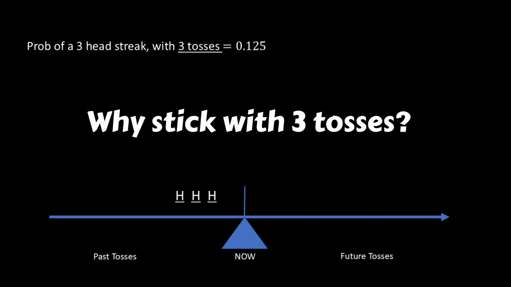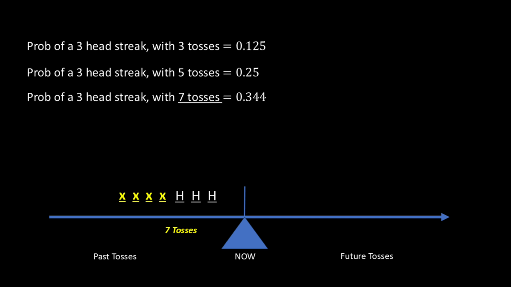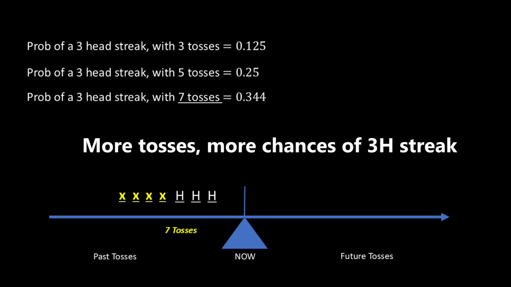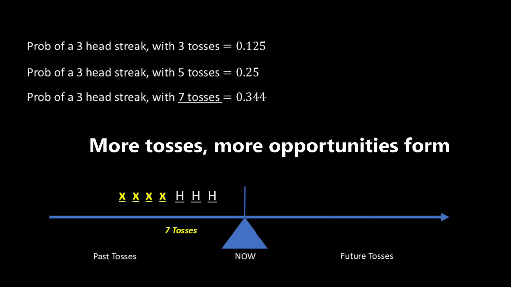Why stick with 3 tosses? Yeah, 3 heads has a low probability of 0.125, but that's for 3 tosses. For 5 tosses, the probability of a 3-head streak is 1/4 or 0.25. For 7 tosses, the probability of a 3-head streak is even higher at 0.344. Clearly, when there are more tosses, the chances of a 3-head streak are not as low as you initially thought it was, since there are now more opportunities for a 3-head streak to happen with more tosses.